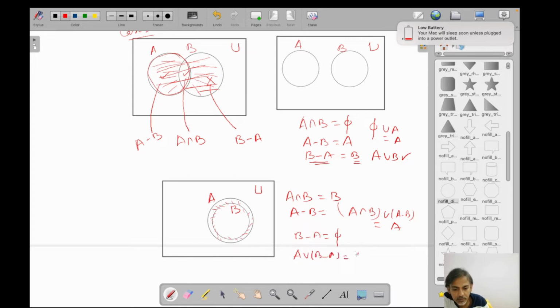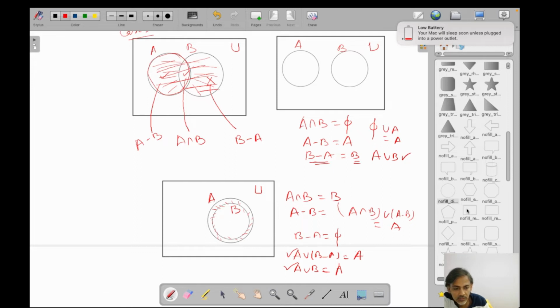Which will be nothing but A itself, because B minus A is phi. When I do A union B itself, what will happen here? A, and since B is common to A and B both, this will be nothing but A itself. So in this case also, we can prove that this part is equal to this part, right?